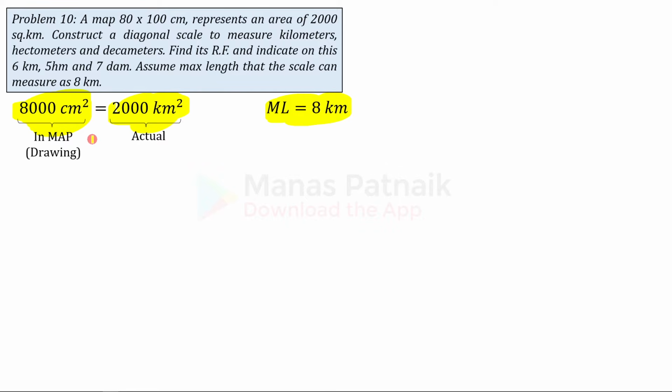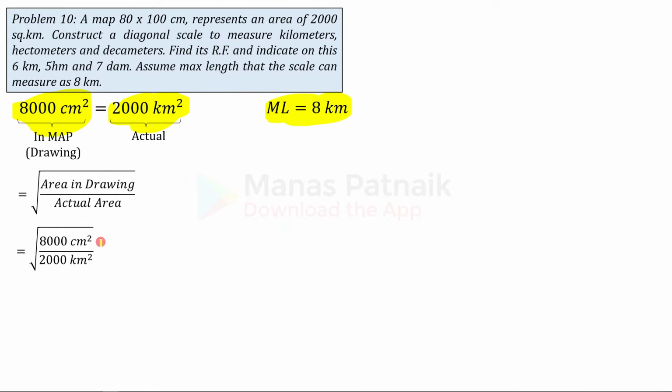Whenever you have been given this area relationship, use this formula for a representative fraction: area in drawing over actual area. Just plug in the values. If you watch, 2000 multiplied by 4 will get you 8000. So 4 centimeter divided by 1 kilometer. Once you have this under root, 4 centimeter square by 1 kilometer square, 4 centimeter square will become 2 centimeter, and 1 kilometer square is obviously 1 kilometer.